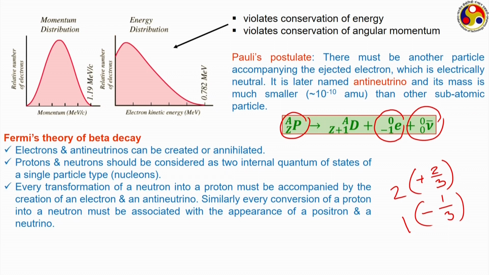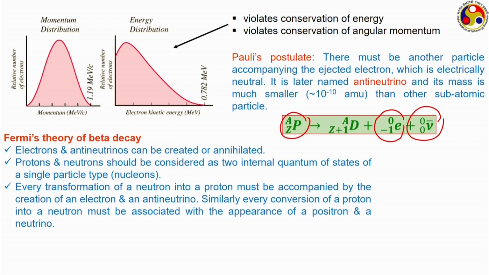Whereas, for a neutron we have 1 up quark and 2 down quarks, giving it a total charge of 0, making it electrically neutral. Therefore, just by conversion of an up quark to a down quark or a down quark to an up quark, we can convert a neutron to a proton or a proton to a neutron, and hence they should be treated as a similar kind of particle.